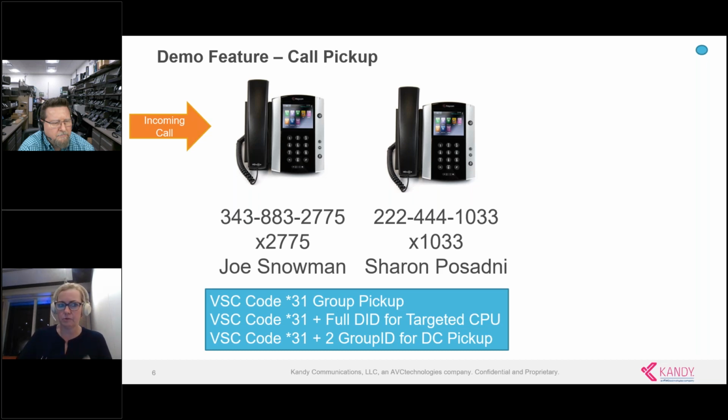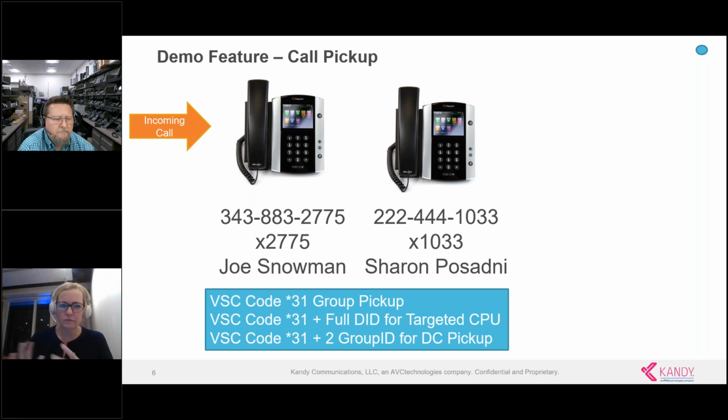So it would only pick up Joe Snowman's calls, not Jason's calls in this case. And if I was in customer service, and I also had a pickup group for technical support, and technical support was group 2, I could say star 31 2. The number 2, because that was the alias group ID for that. And then I could pick that particular one up. And actually that is directed call pickup. The targeted, picking up Joe Snowman's call over Jason's, that's what they call targeted.